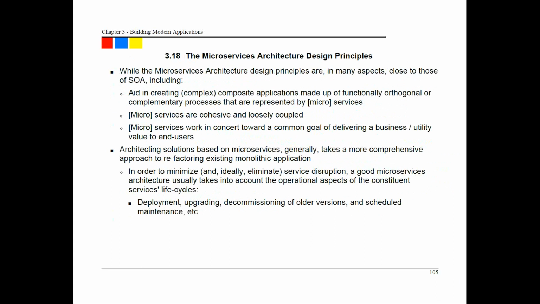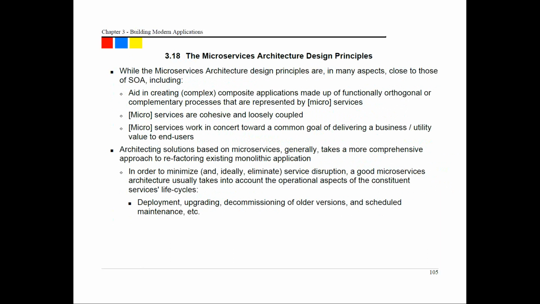And there's been a lot of excitement around serverless implementations. I think serverless is kind of an interesting thing. We'll see it growing, but I think the applications are still going to be around for a while. So microservices architecture design principles are close to SOA. But the big difference in microservices is that we want to take into account operational aspects like deployment, upgrading, decommissioning of older versions, and scheduled maintenance. This is kind of one spot where traditional SOA fell down, which wasn't really resilient to changes in the deployments very much.